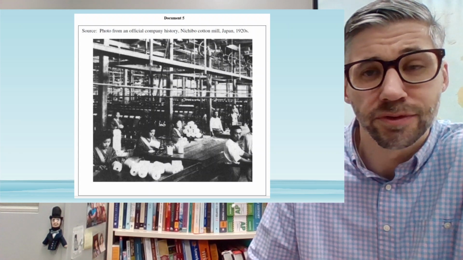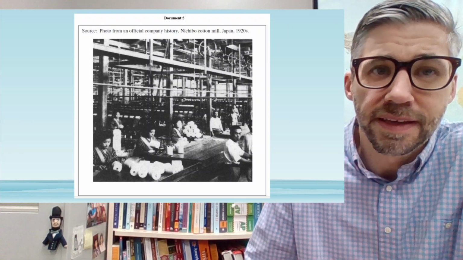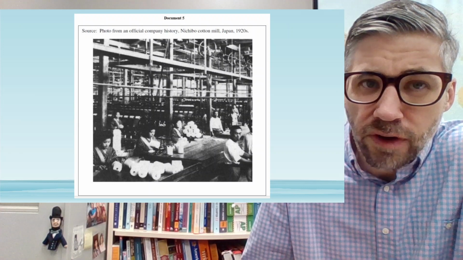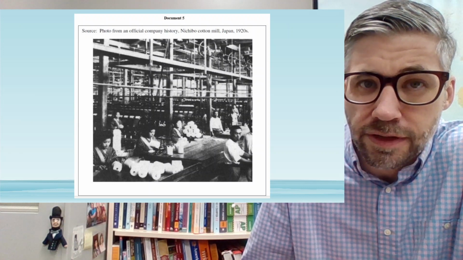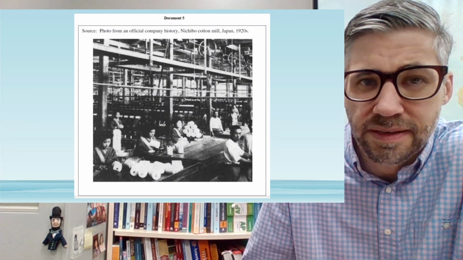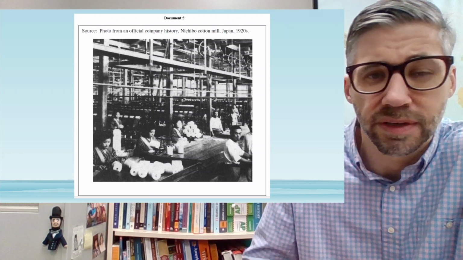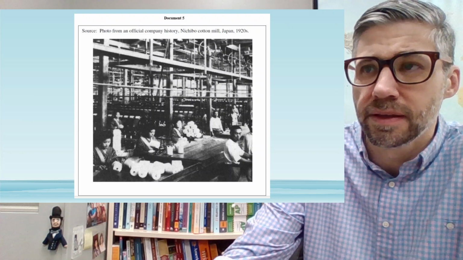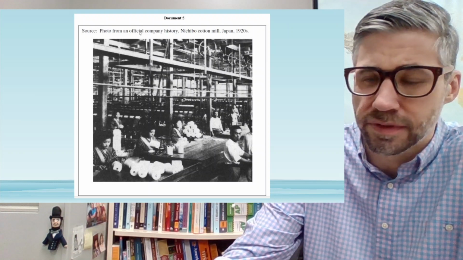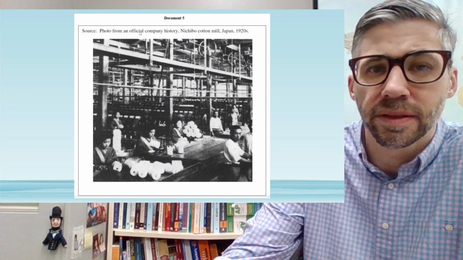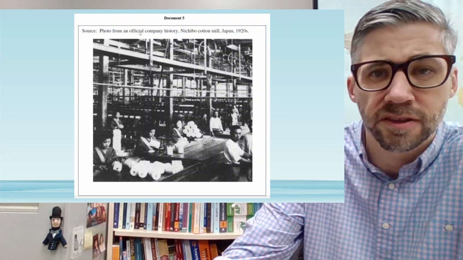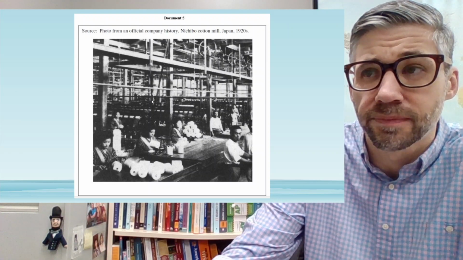A photograph. Sourcing photographs. We can do this. Source, photo from an official company history, the Nichibo Cotton Mill, Japan, 1920s. At first glance, I don't know what I'm looking at. Let's look carefully. An official company history. So this is the company that says, we want this picture. We want you to see this picture. Why? What are we looking at?